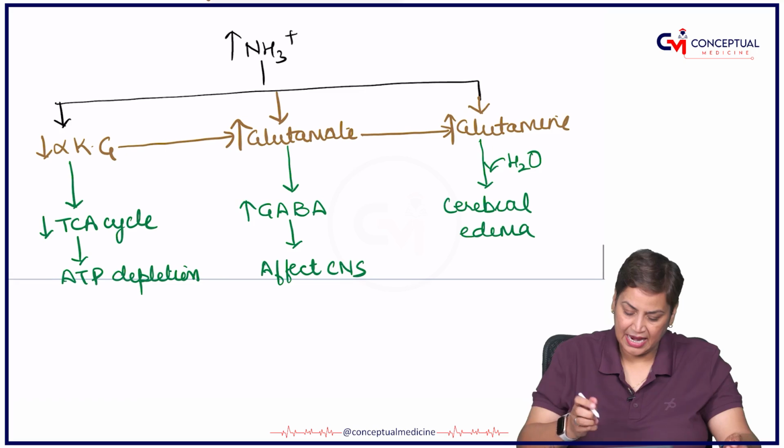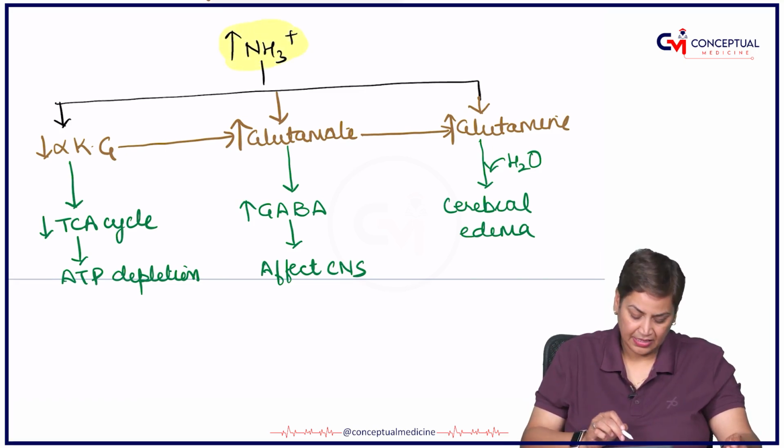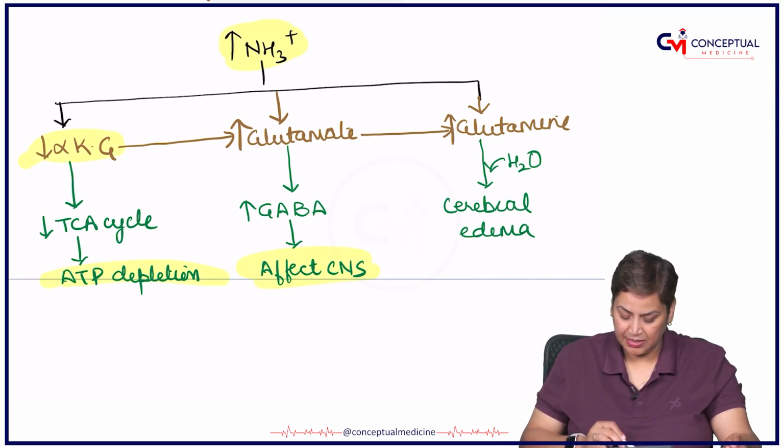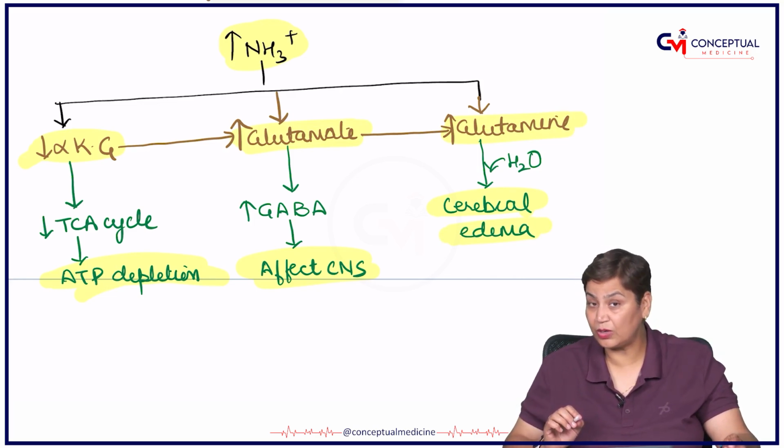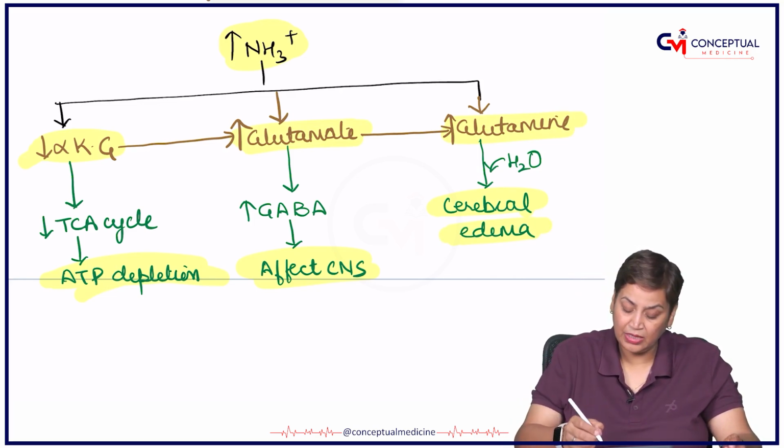So I can say that this toxic ammonia will lead to depletion of ATP, lead to cerebral edema, lead to increased concentration of glutamine and increased concentration of glutamate. That is why ammonia is highly toxic.